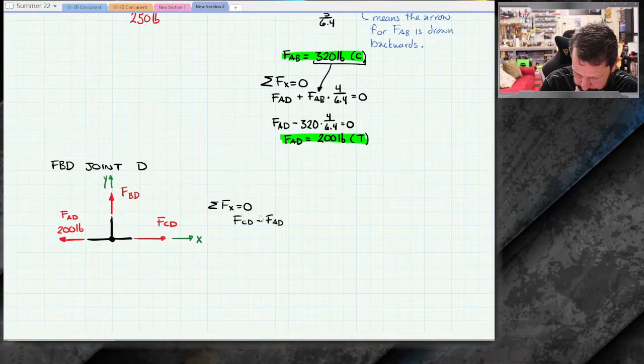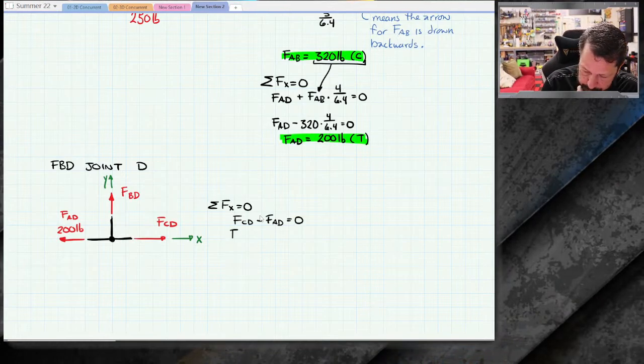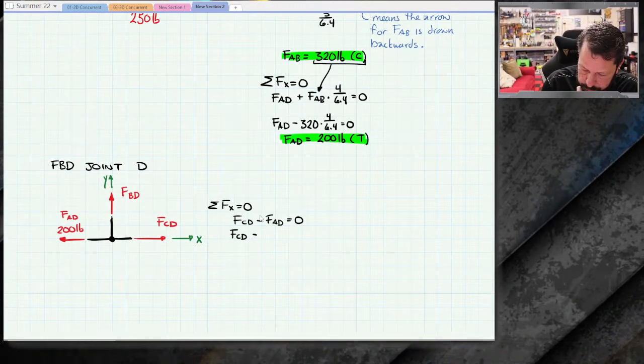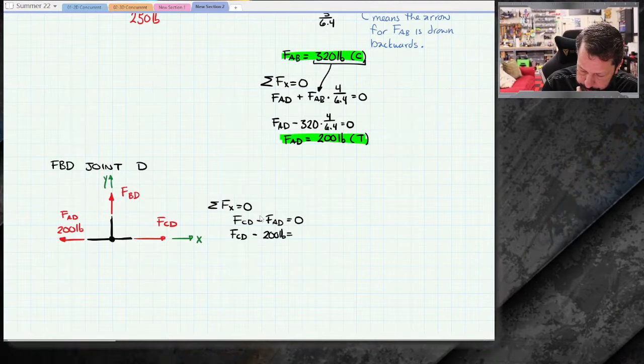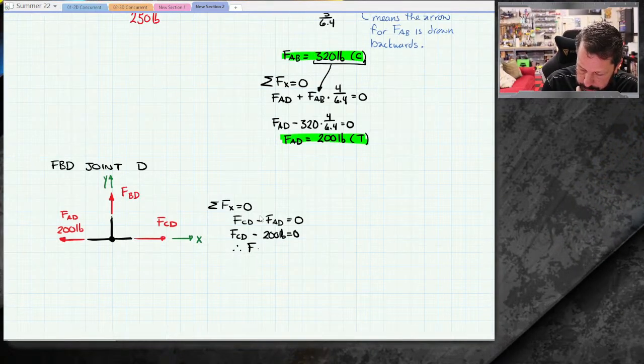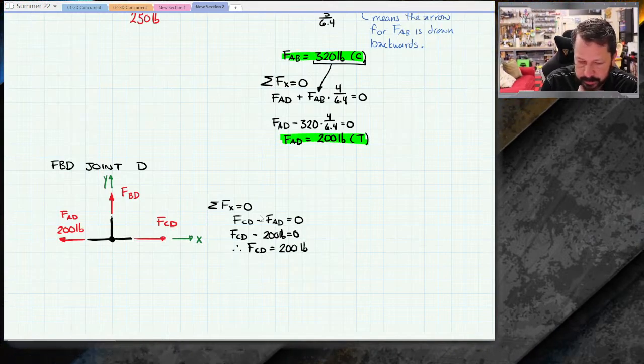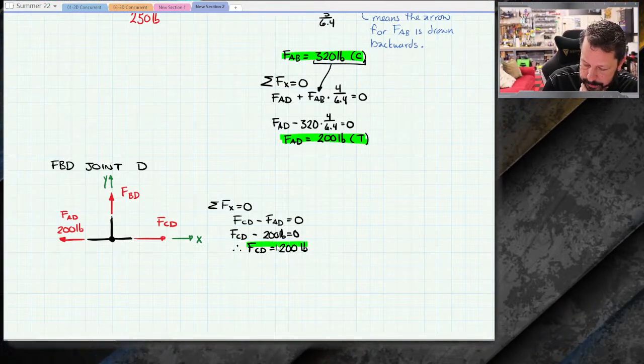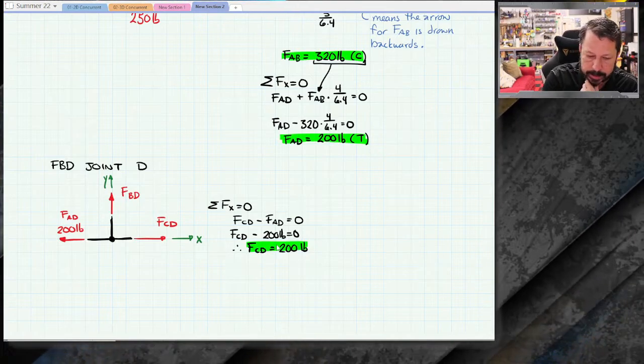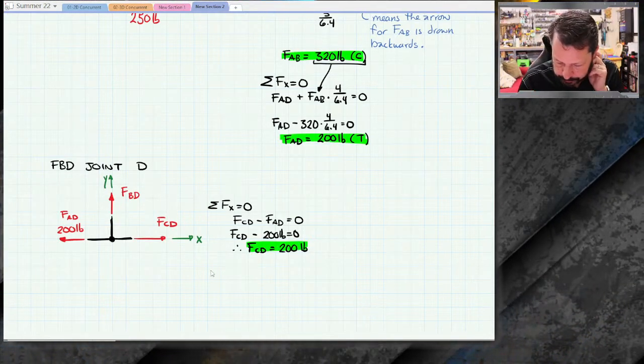BD has no x component. I'll plug in my values, and therefore it turns out FCD is also 200 pounds. You probably could have looked at that and determined that just without writing the equation, but we wanted to write it. The interesting one is this, though.